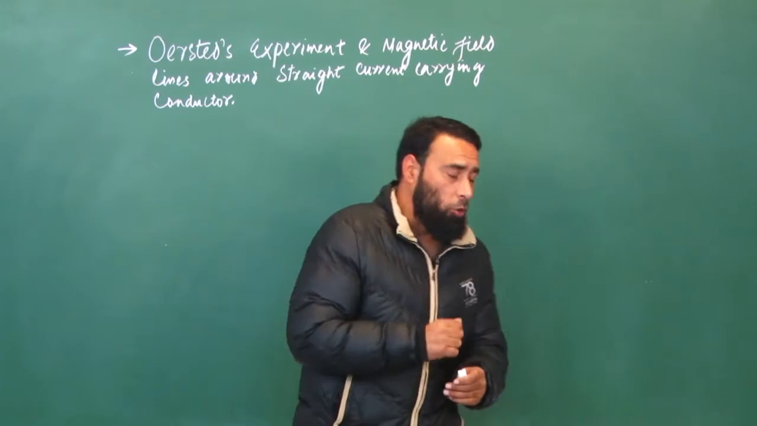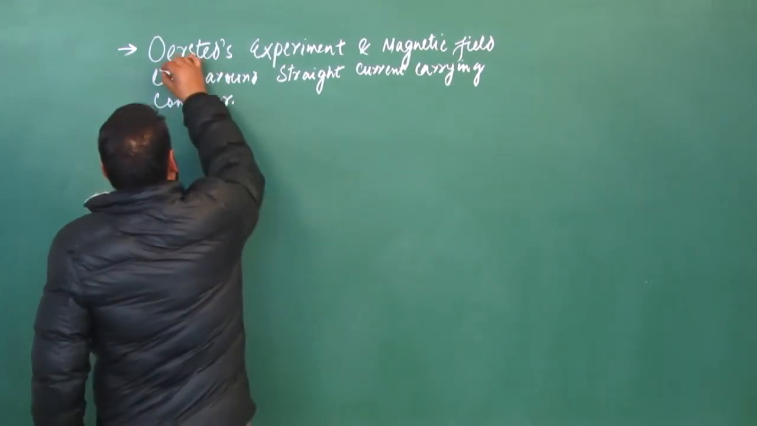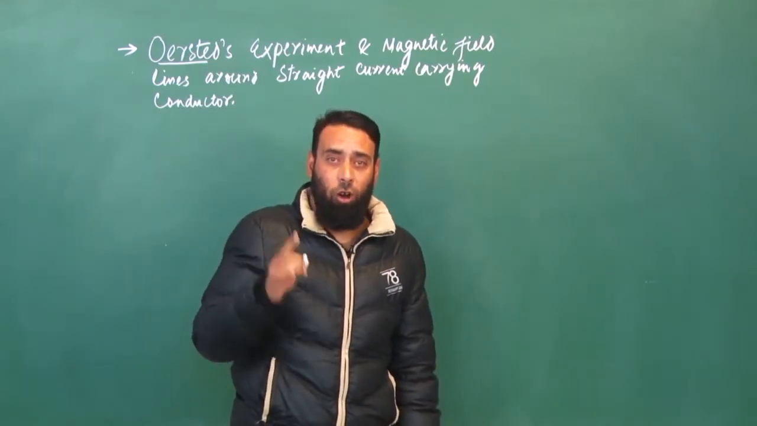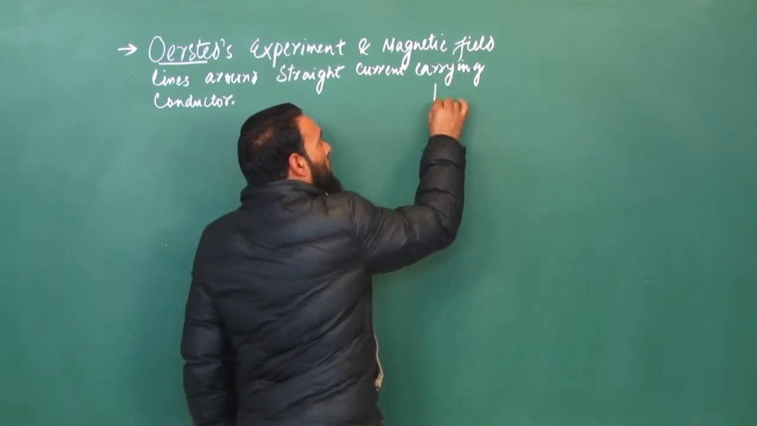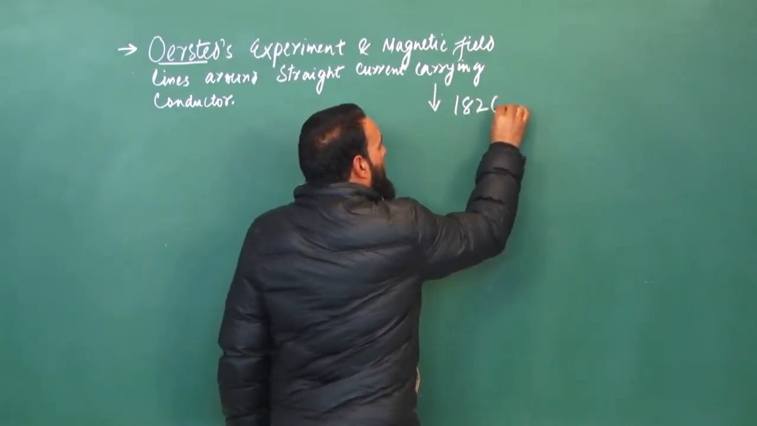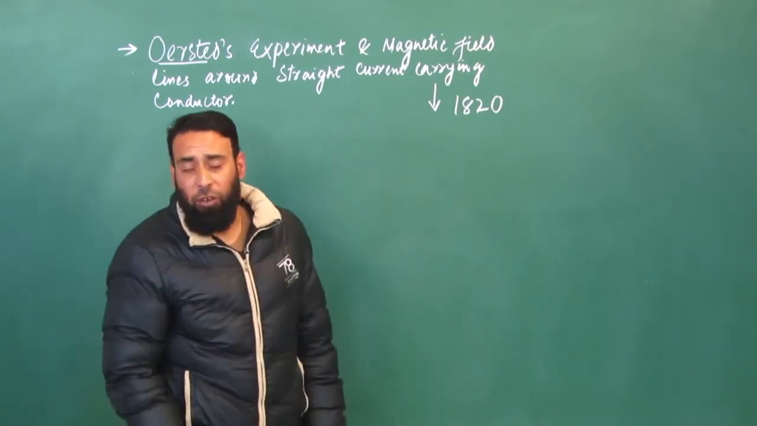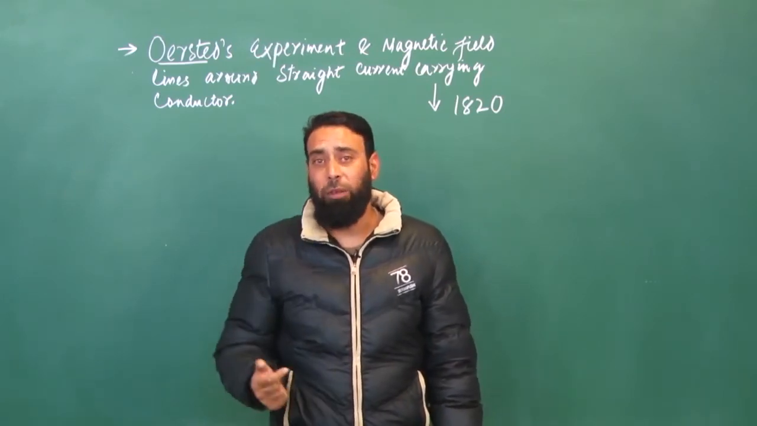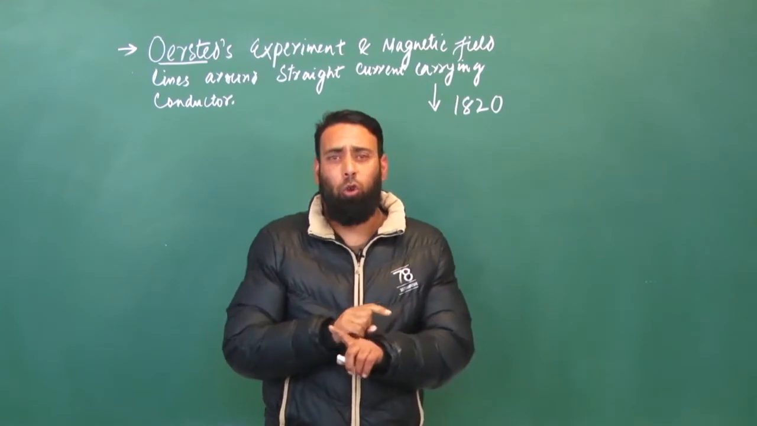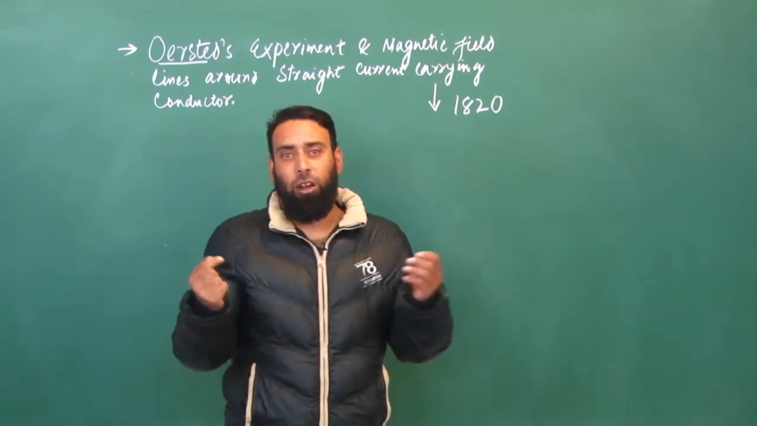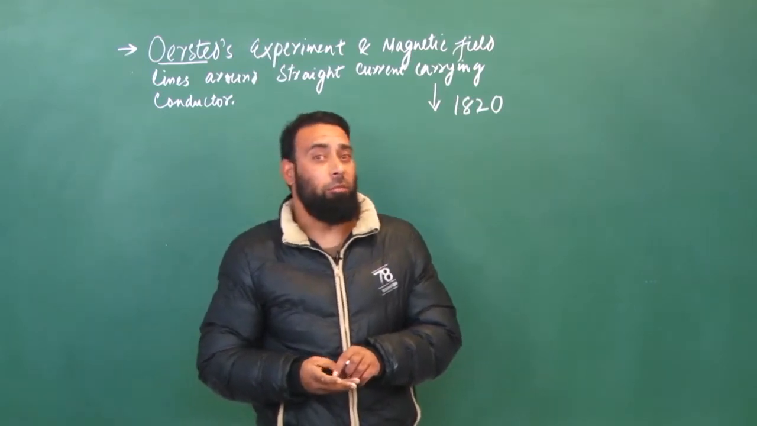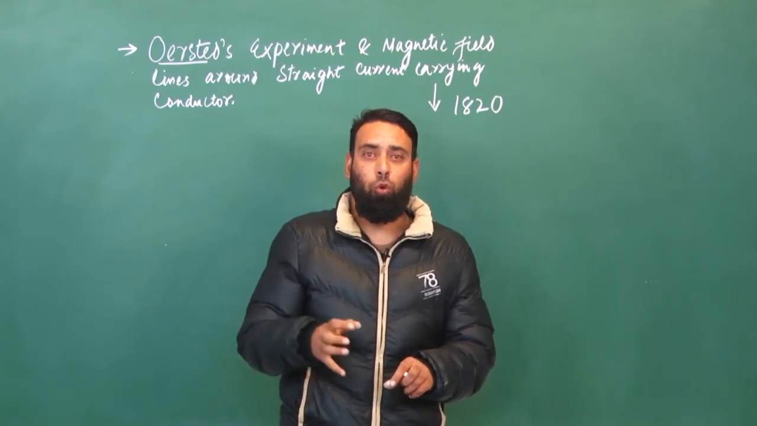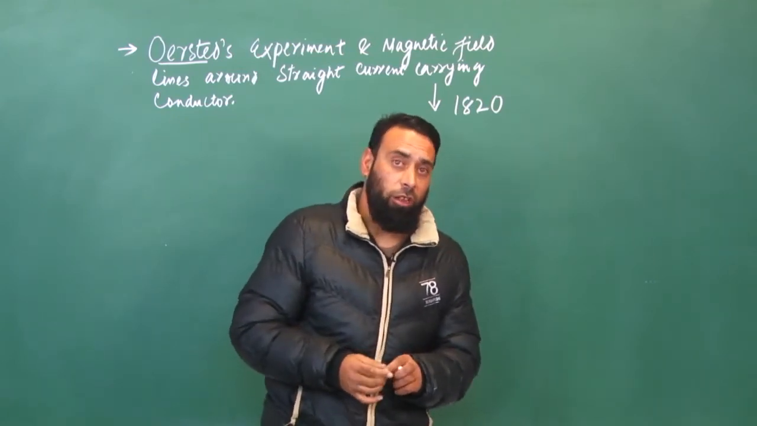Do you know, students, the full name of Oersted is Hans Christian Oersted. In 1820, this great physicist discovered the relationship between magnetism and electricity. Before this, there was no evidence about the relation between electricity and magnetism. But he was the first person who gave evidence that these two fields are related to each other.